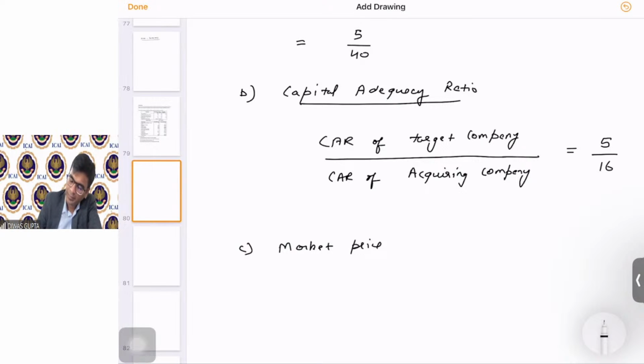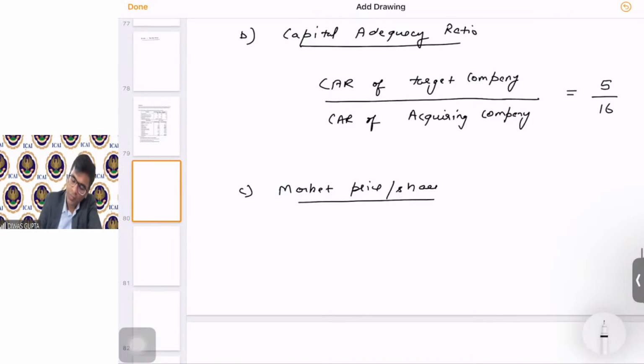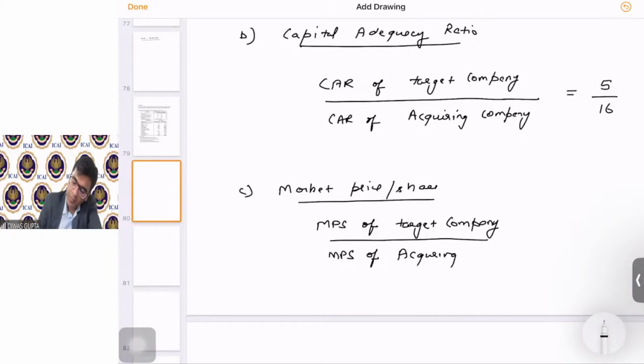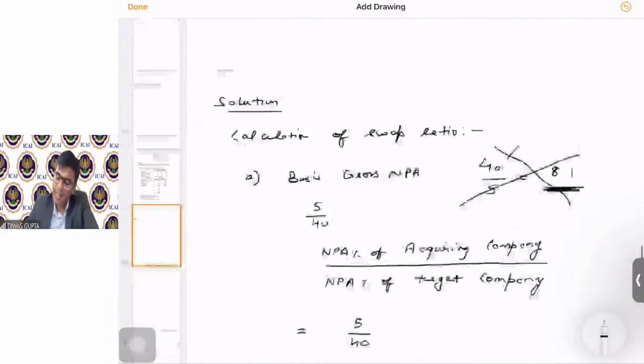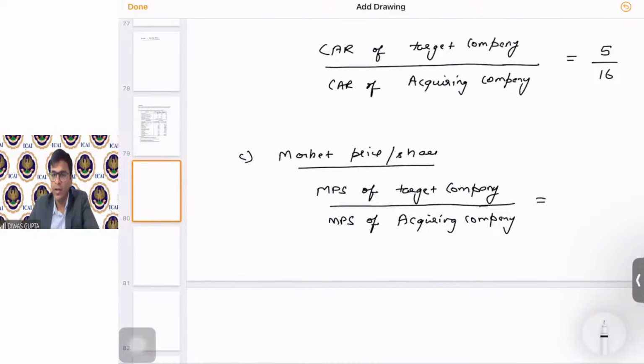Market price per share. So the ratio is given by MPS of target company divided by MPS of acquiring company. Correct. This is the formula. So MPS is how much? 96 and 12. 96 for the strong bank and 12 for the weak bank. So lower MPS means lower shares to be issued, right? So 12 by 96.